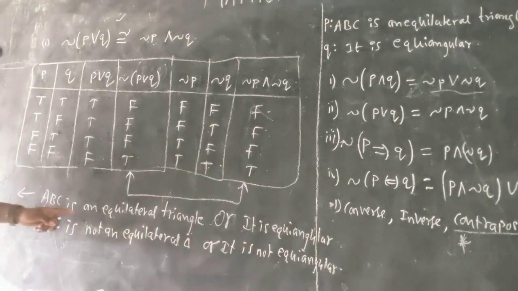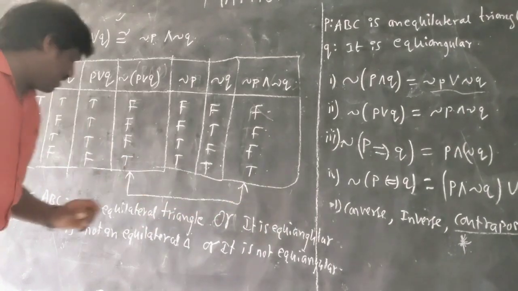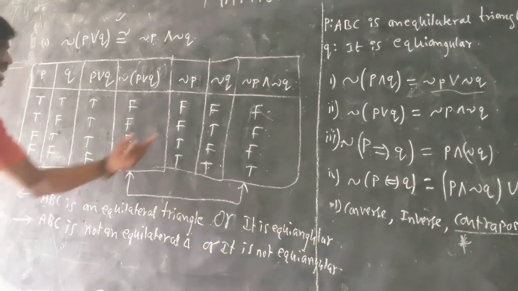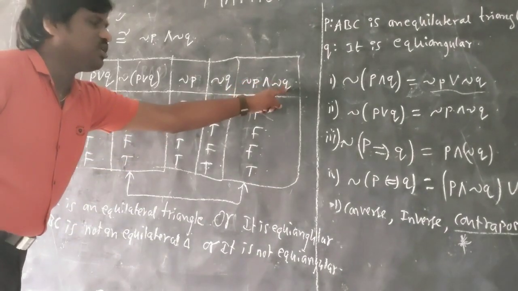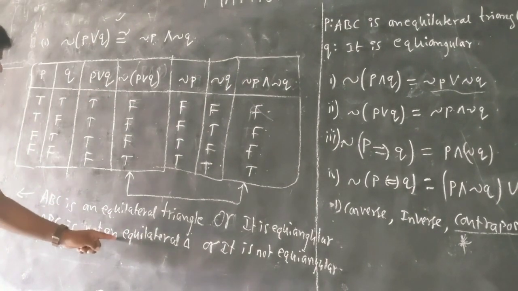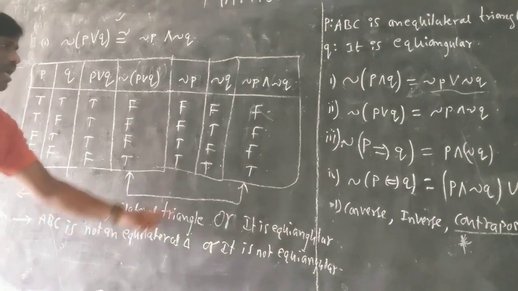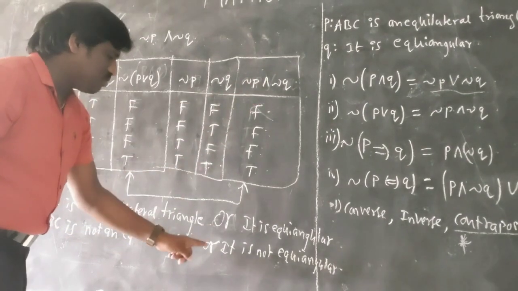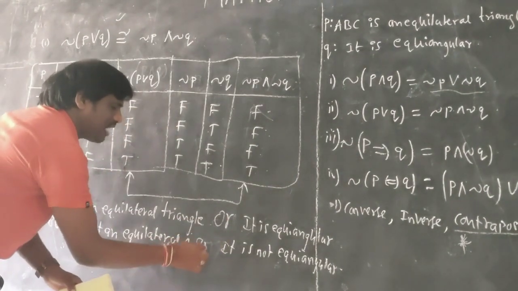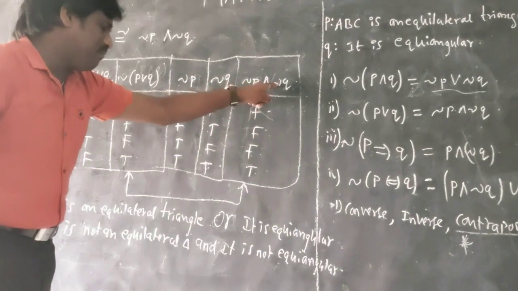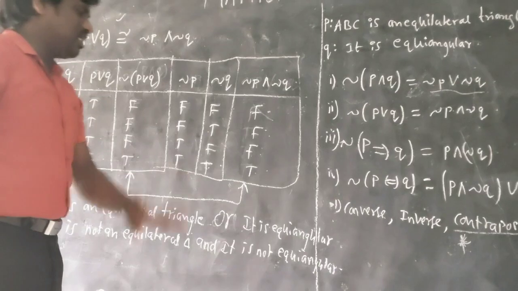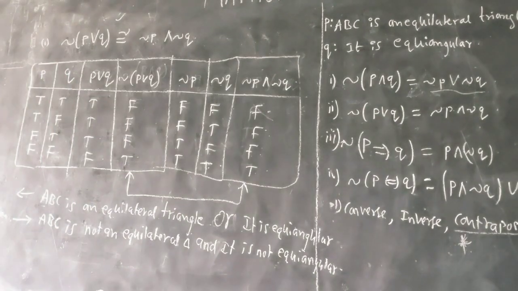So negation means: ABC is an equilateral triangle, or it is equiangular. Then I write as ABC. See here, the condition is I should get negation P and negation Q. Negation P of this one is: ABC is not an equilateral triangle. Here we have the OR condition, so negation will be AND. And negation Q will become: it is not an equiangular triangle. So these are the ways to write.